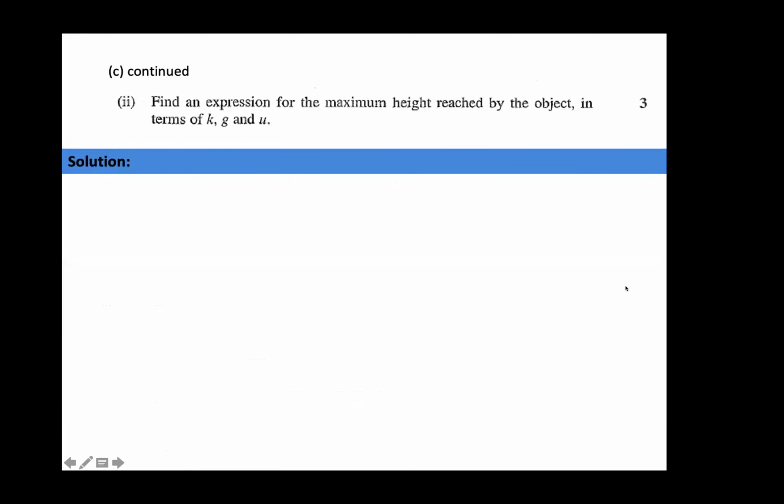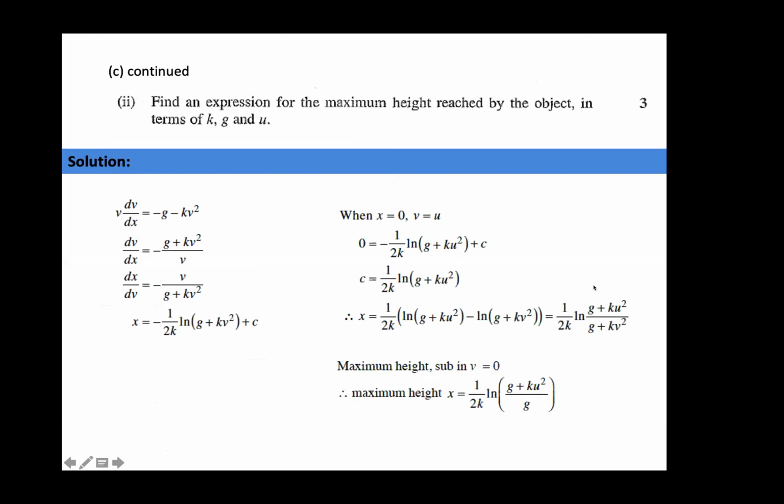Part 2, find an expression for the maximum height reached by the object in terms of k, g and u, starting with v dv/dx this time, and the same force, minus g minus kv squared. Rearranging, this one tended to be done better. And we found the constant. Substituting in, using our log laws, we can get a maximum height when v is 0. So therefore the maximum height, x, is 1 on 2k log of (g plus ku squared) on g, or variations of that result.